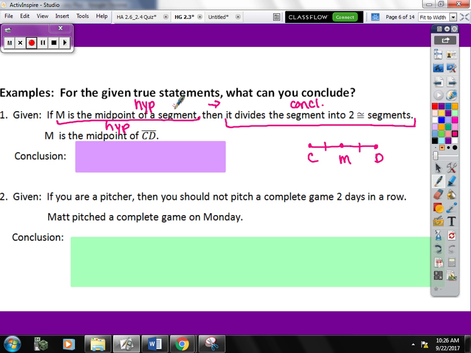So we have a hypothesis and a conclusion, which is true. We're given a hypothesis, which we assume to be true. We can conclude then this part. But you have to be specific. So you're actually going to state what are the two congruent segments. You're going to state that CM, segment CM, is congruent to segment MD. So you're basically taking a given and applying it to a specific problem. Okay? I saw your hand up.